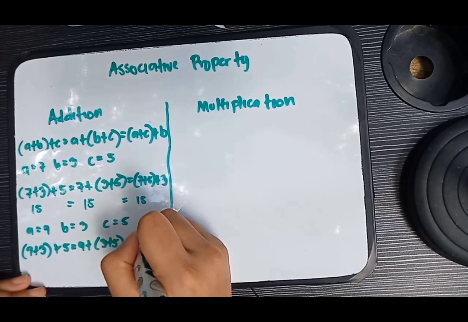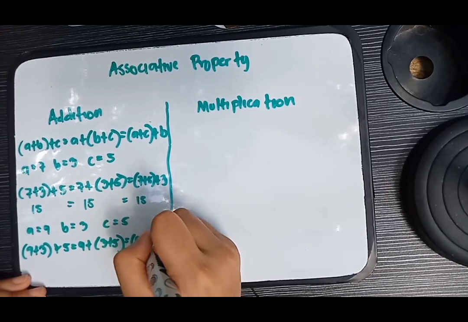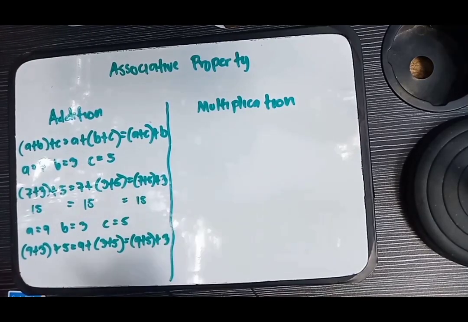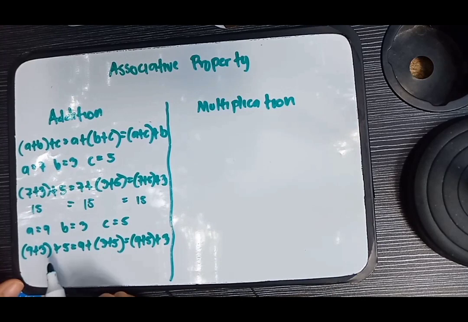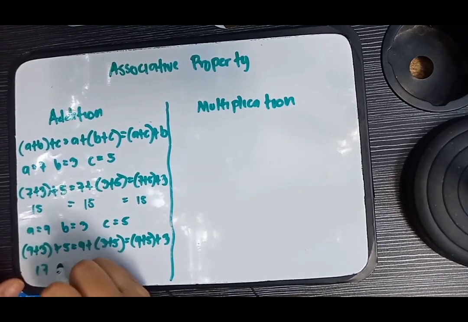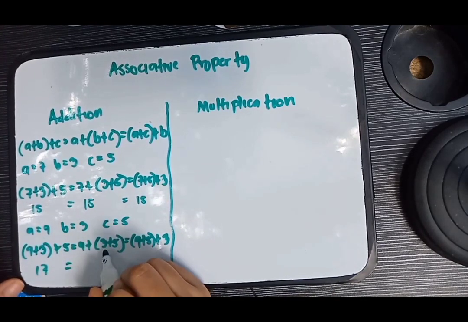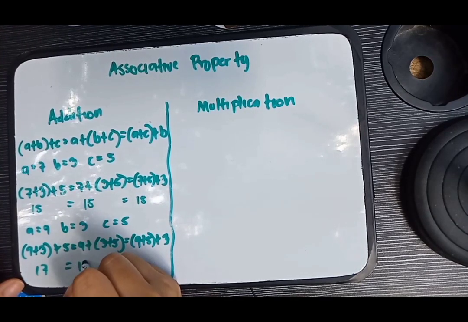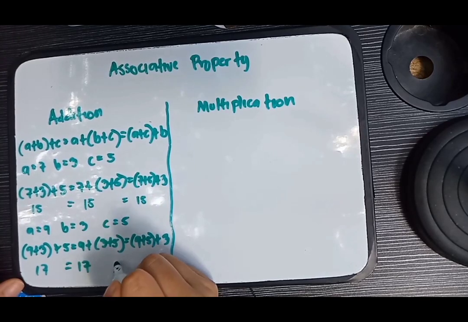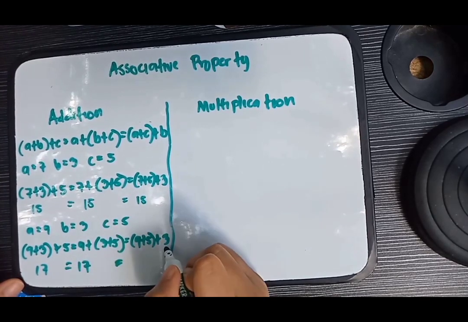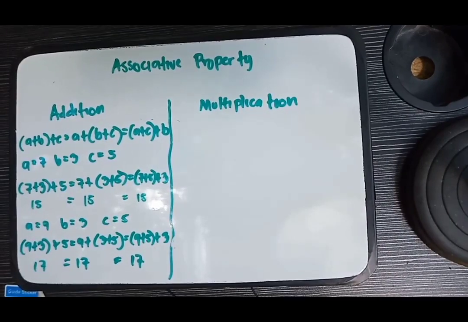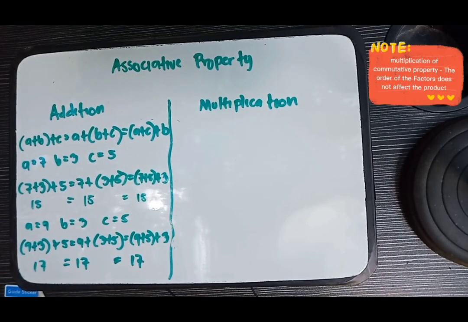So, A plus C, so 9 plus 5, plus B. So, 9 plus 3, 12 plus 5 is 17. 3 plus 5, 8 plus 9 is also equal to 17. And 9 plus 5, 14 plus 3 is 17 also. So, the addends do not affect the sum.